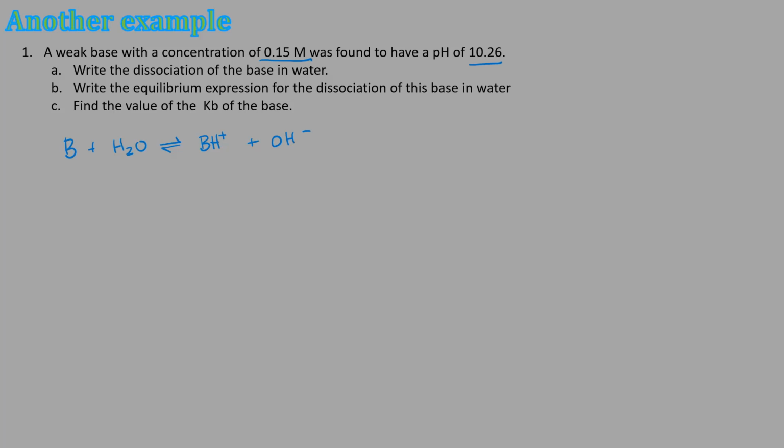Write the equilibrium expression. Okay, I'm going to write it over here on the right side. Kb is equal to the concentration of hydroxide times the concentration of the conjugate acid over the concentration of the base, and all those values are at equilibrium. And now we want to find what this is. And so we need these at equilibrium in order to determine that.